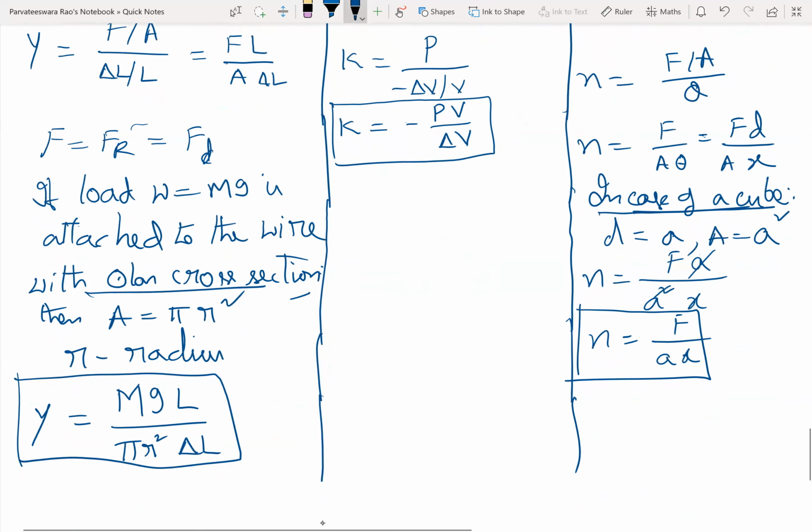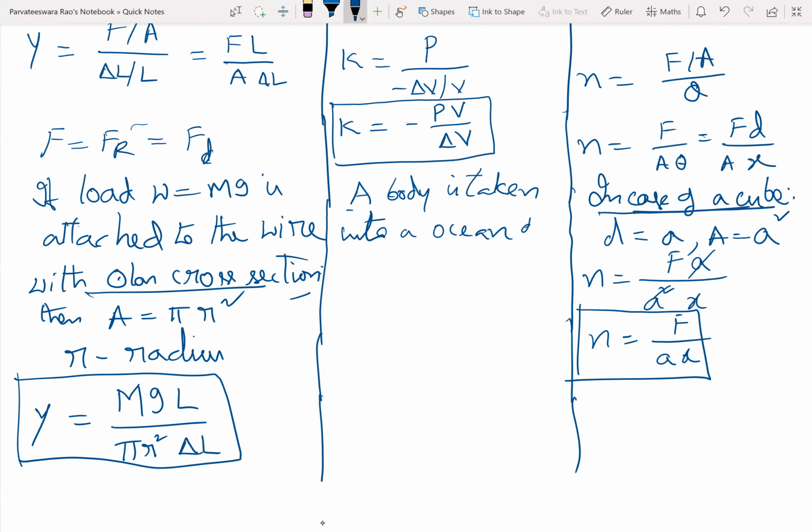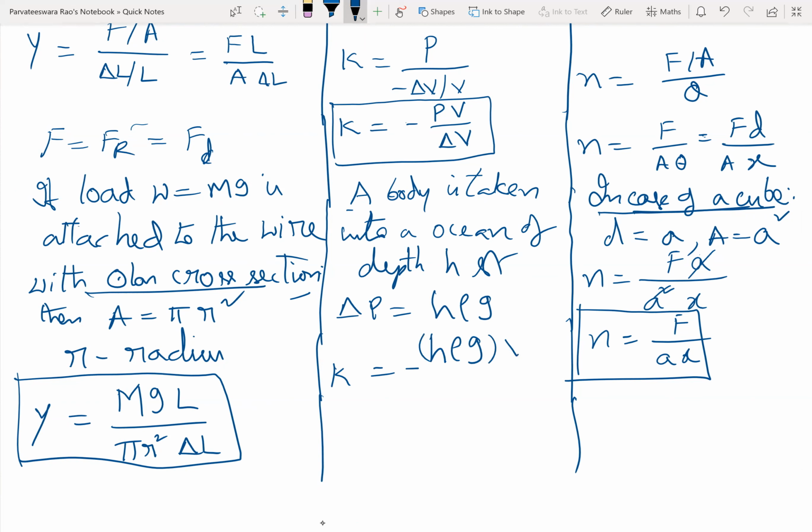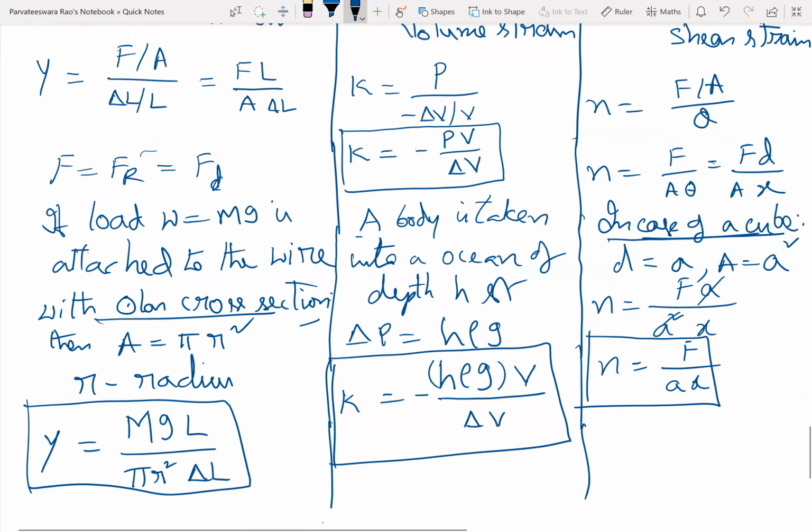And coming to this, a body is taken into an ocean of depth h, such that the increase in pressure from the surface to the depth will be given by h into rho into g, where rho is the density of the ocean water or any other liquid. Therefore, the bulk modulus can be calculated using the formula h rho g multiplied by volume of the body by change in volume. Normally, they will ask for the change in volume. So these are all the formulae on which we normally get problems.